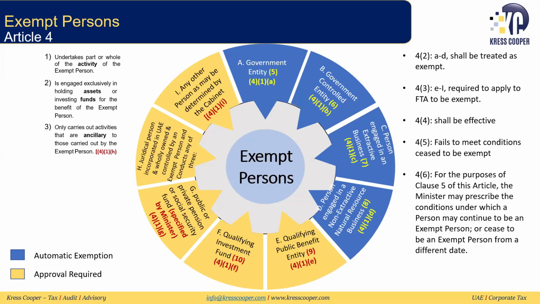Then we have qualifying public benefit entities. We have qualifying investment funds. We have public or private pension or social security funds. We have other juridical persons who are incorporated in the UAE and they're wholly owned or controlled by an exempt person, meaning any of the A to G, and they either undertake part or whole of the activity of that exempt person, or they are engaged exclusively in holding assets or investing funds for the benefit of the exempt person, or they only carry out activities that are ancillary to those carried out by the exempt person. So all these categories, and there might be some that might be determined later on by the cabinet, but at the moment these 8 categories are treated as exempt. Now some of these people have automatic exemption, some of them need approval, and we will discuss this more in detail.